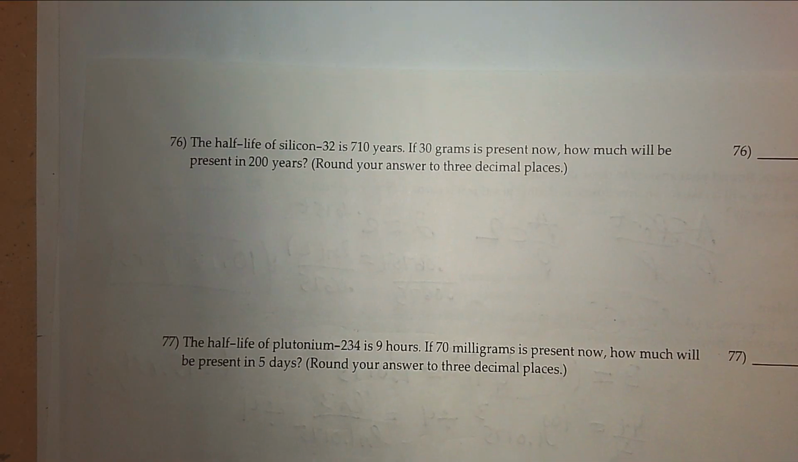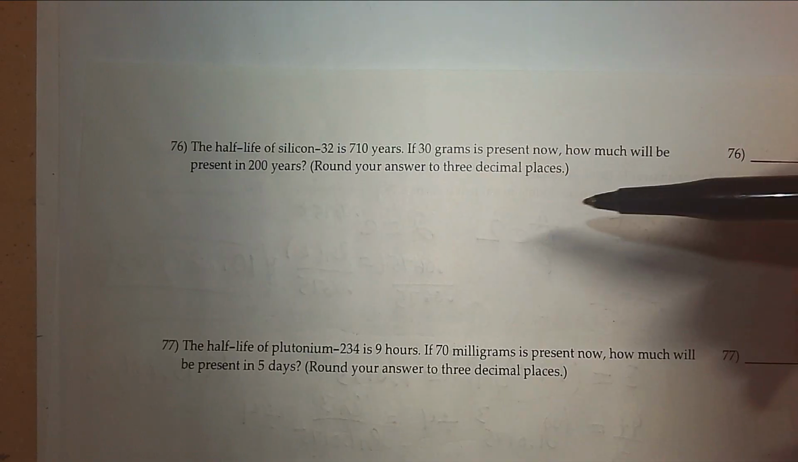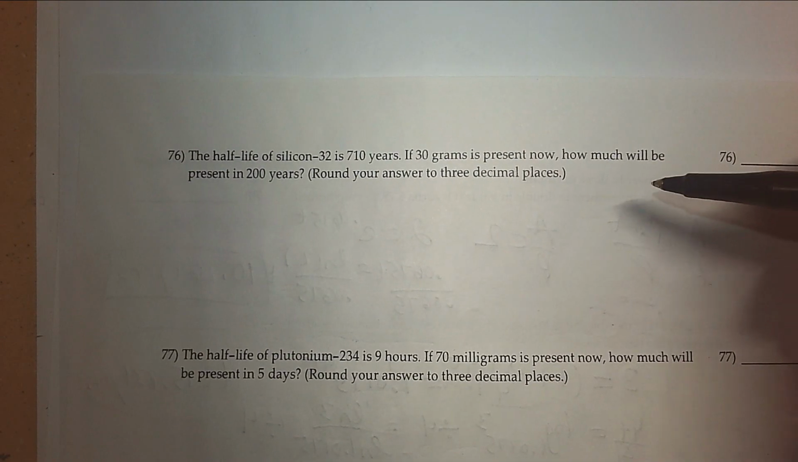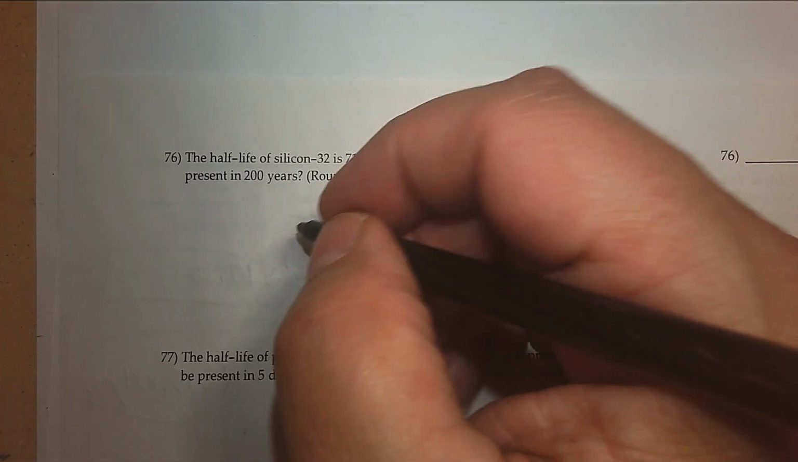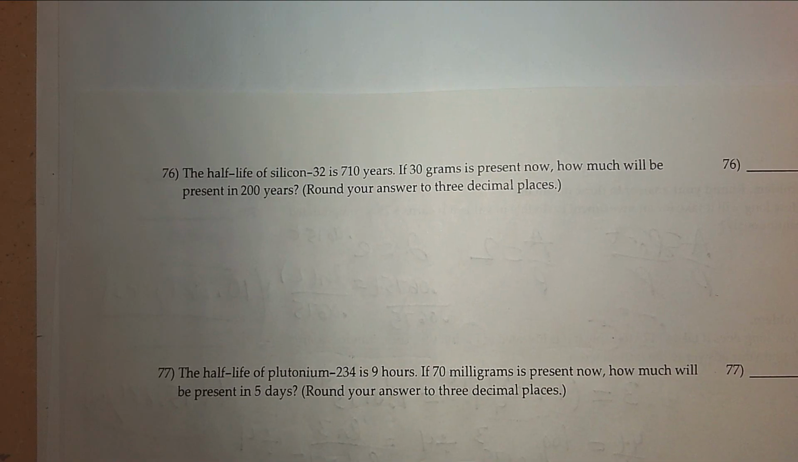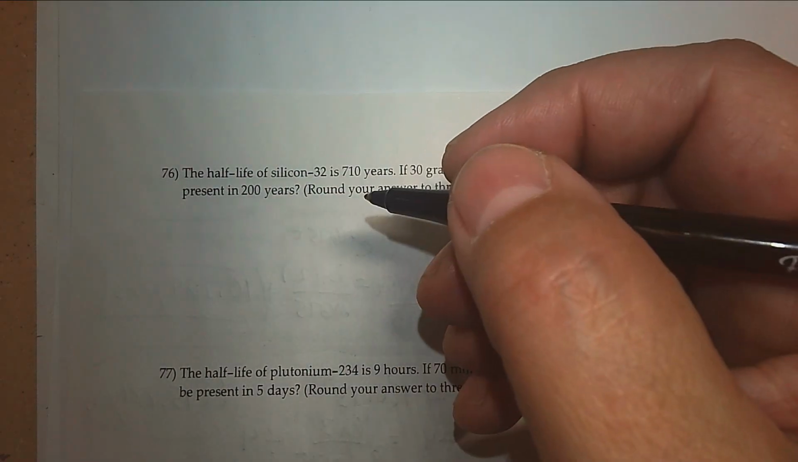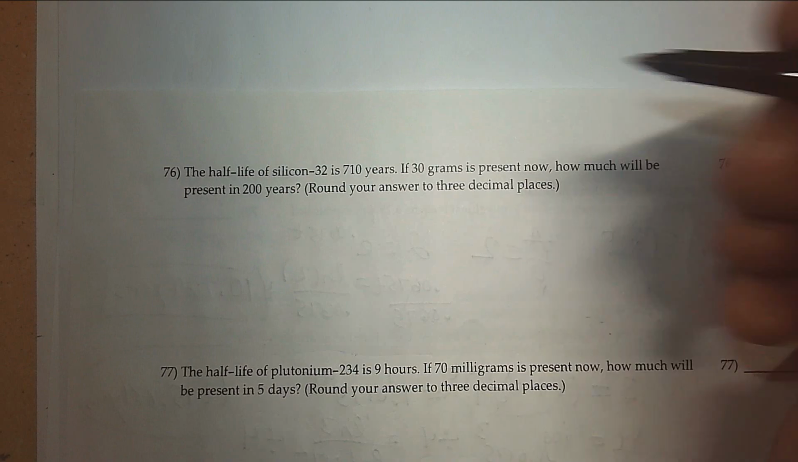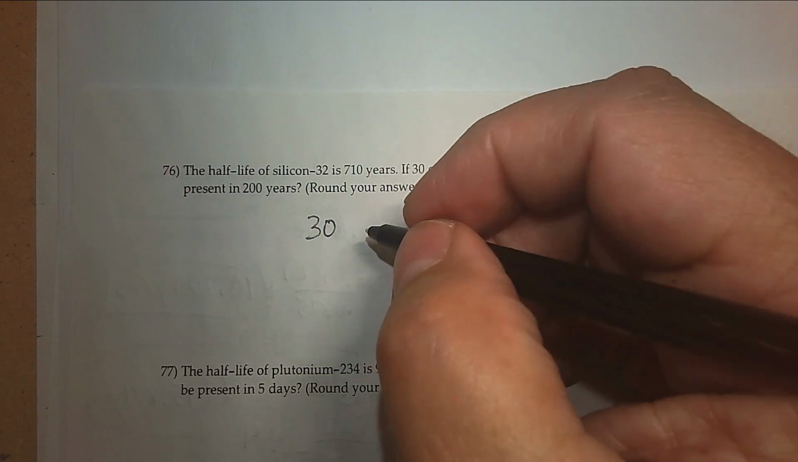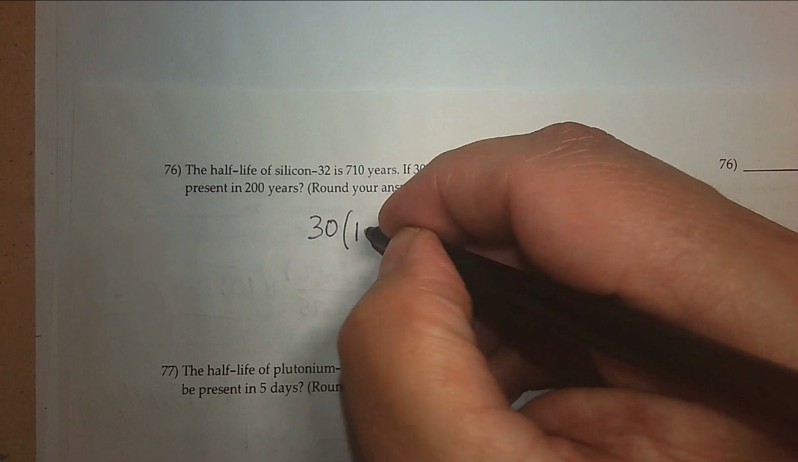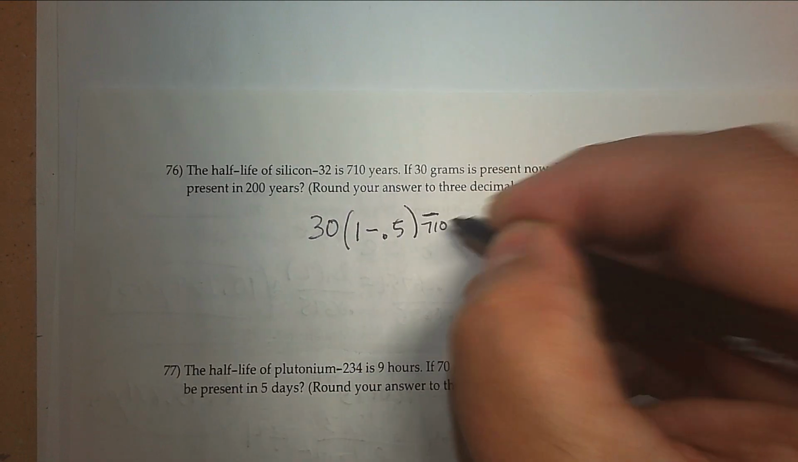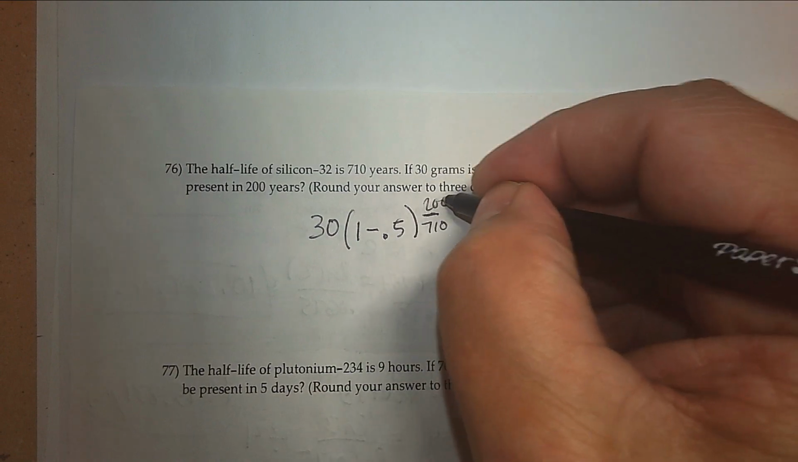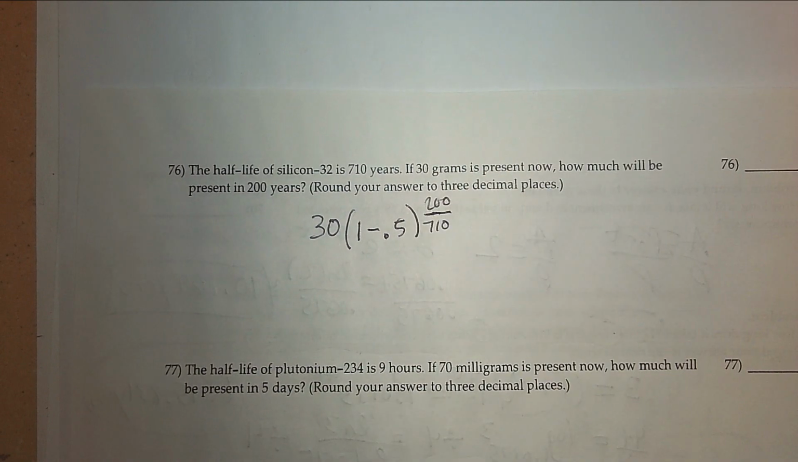Turn the page. Half-life questions. Half-life of silicon is 710 years. 30 grams are present now. How much will be present in 200 years? All right. So we have how much present now? 30. Half-life, it's going down by that every 710 years. So in 200 years, how much is left?